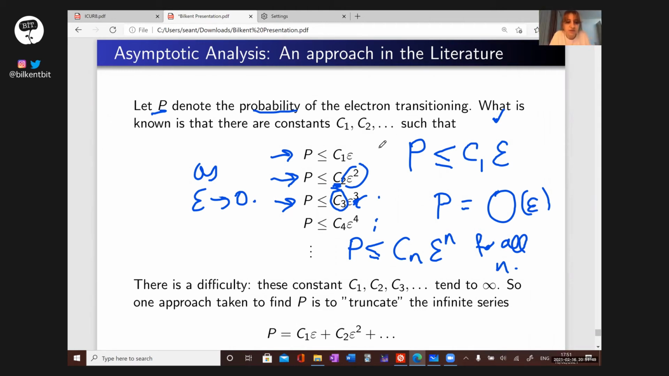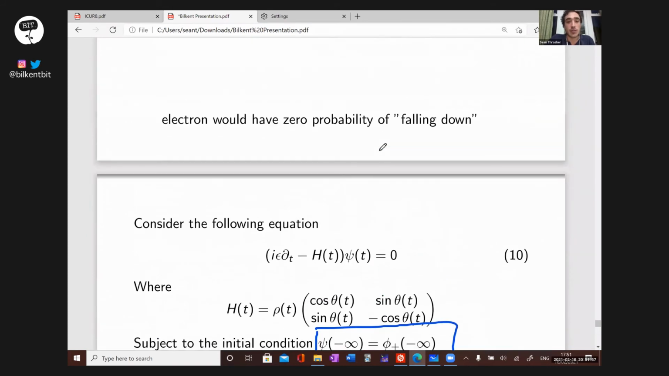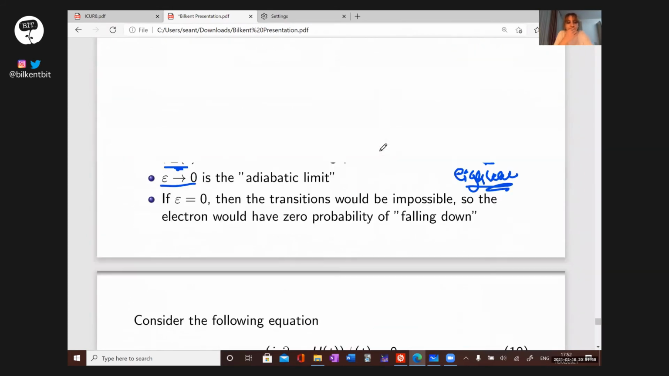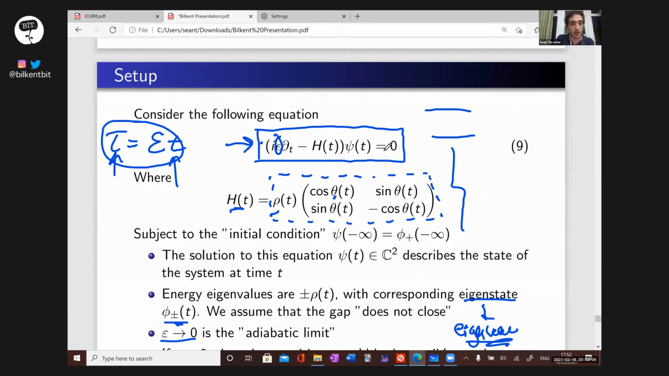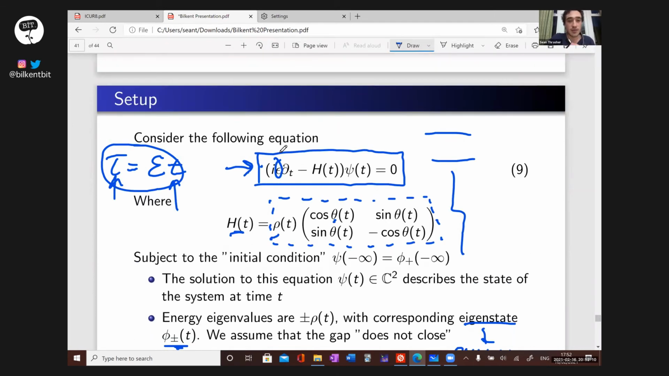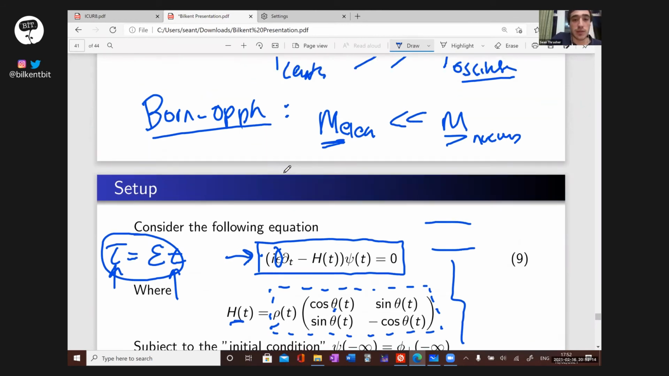Actually, can you just repeat what are the time scales? Yeah, sure. I glossed over that. Sorry. I didn't go into much detail.